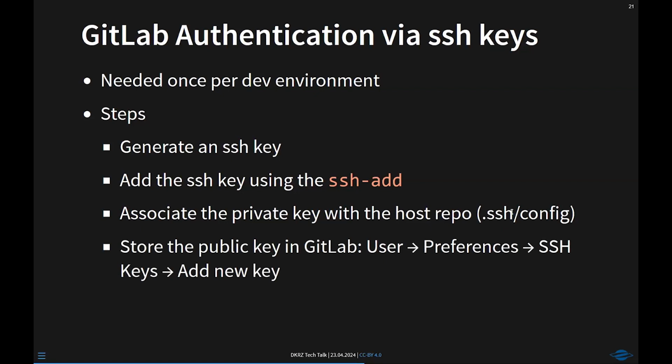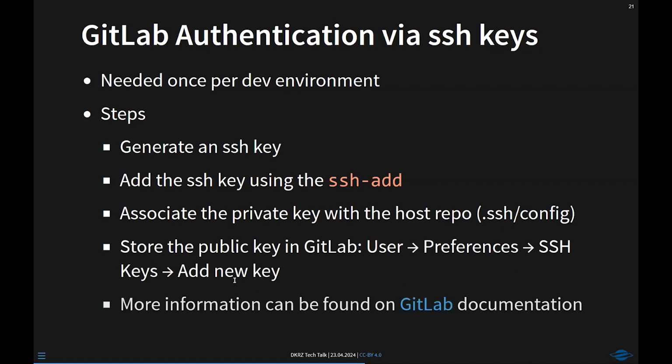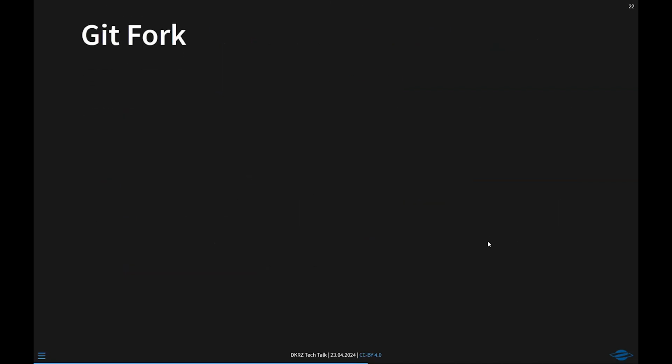Once we have everything set up in our local environment, we just need to add this public key in GitLab by going to user, then preferences, and SSH keys, and then adding this new SSH key there. There is very nice documentation about the whole process on GitLab. One can just click on this link and get more about it.